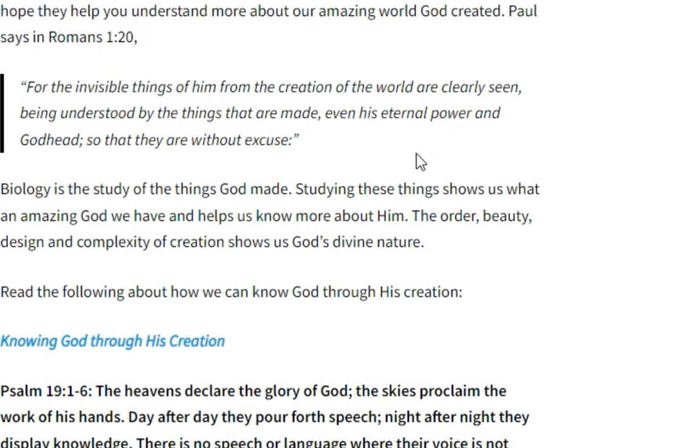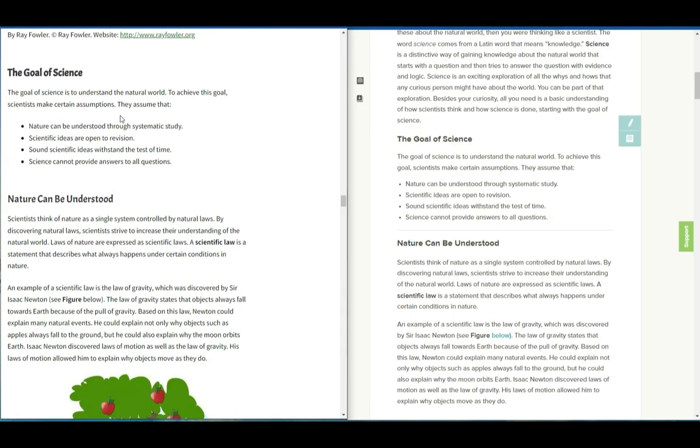The majority of chapter 1 is a testimony of God's creation with a lot of fantastic scripture references. It is significantly longer than the secular textbook offered, but I really appreciate it as a Christian. It was well thought out. All right, so now we go back to the goals of science. It feels like these are all fairly similar.